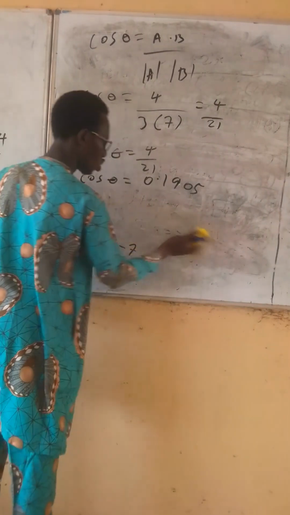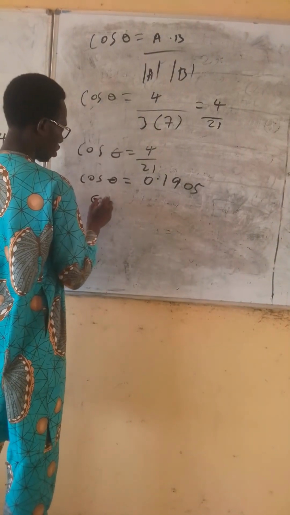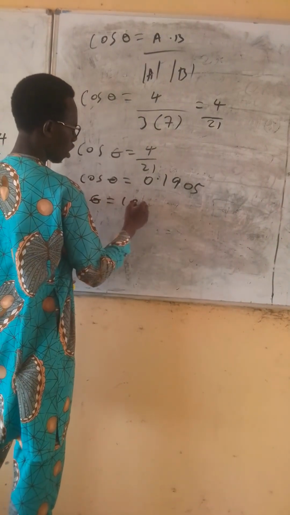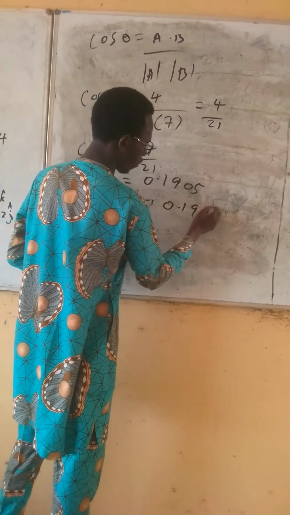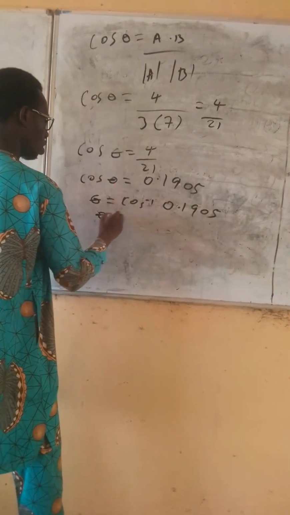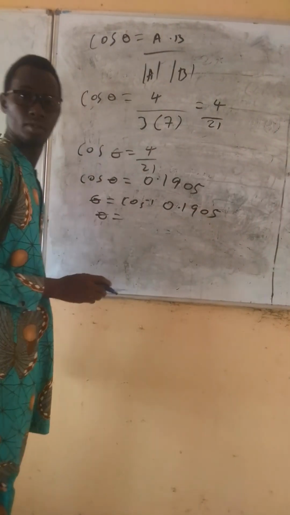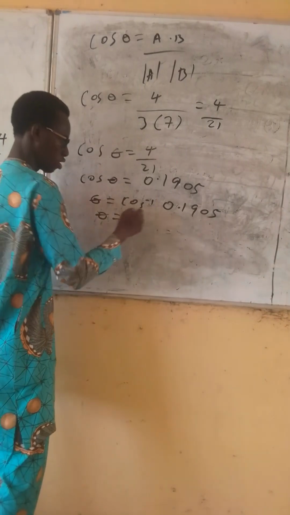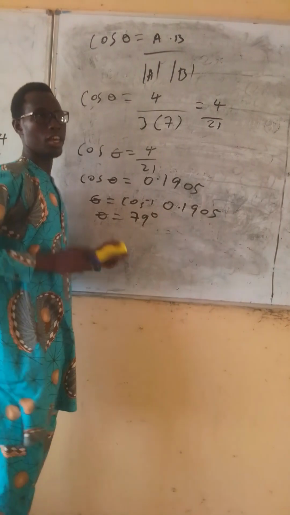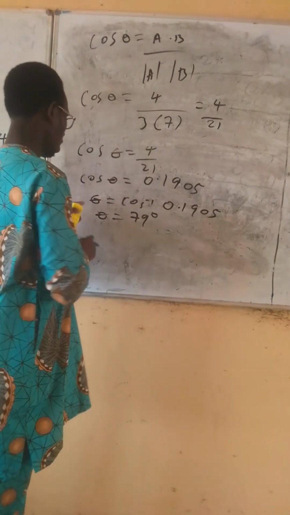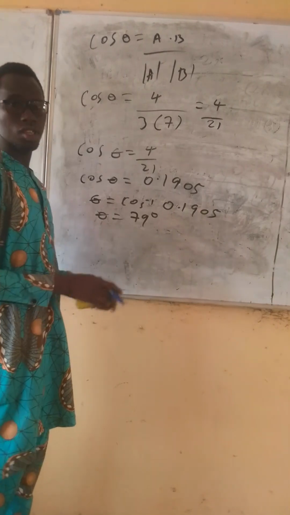So if you have done that, we get theta equals the cos inverse of 0.1905. If you did it correctly, theta must be equal to 79 degrees. So theta equals the cos inverse of 0.1905, and theta equals 79 degrees.